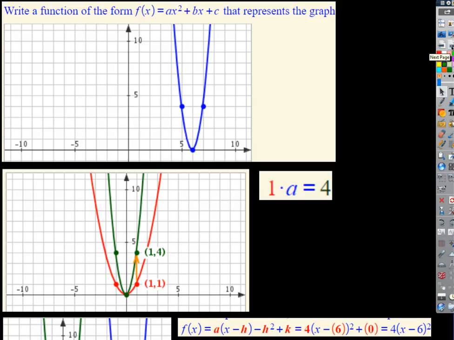You have to change it from that to vertex form, right? So I've got to write the function first. First of all, we have to figure out what the values of A, H, and K are, right? That's what it is. So what are H and K? 6. Good. So over 6, up 0. Now what about A?